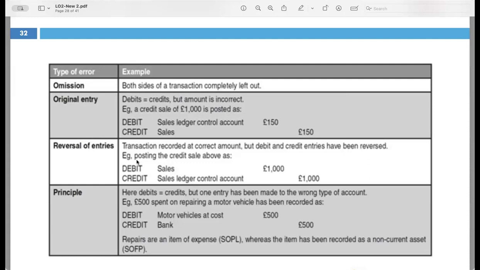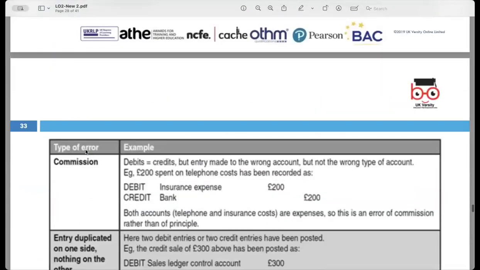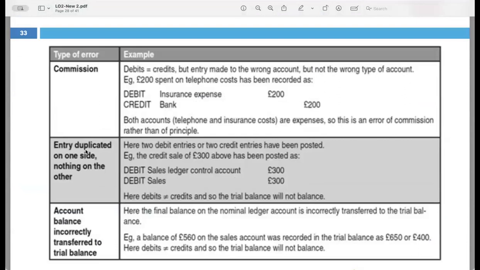Omissions: when a transaction is entirely omitted from the accounting records, resulting in an imbalance in the trial balance. For example, failing to record a sales transaction can lead to an understatement of revenue. Here are some more errors.